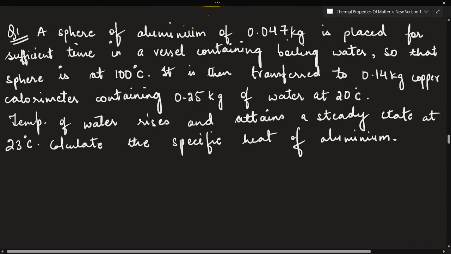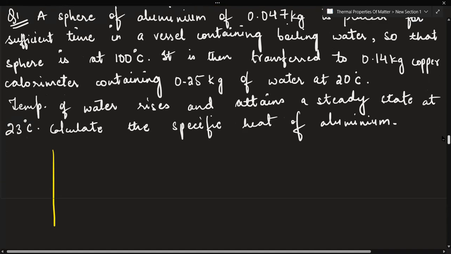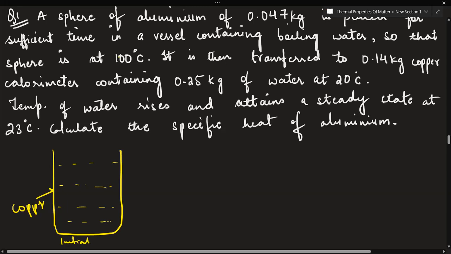A sphere of aluminium, this is the mass of the sphere. This is placed for sufficient time in a vessel containing boiling water. If this is the vessel, this is a copper vessel, this is the initial case. What will happen? It is kept in a vessel containing boiling water, so that sphere is at 100 degrees Celsius.